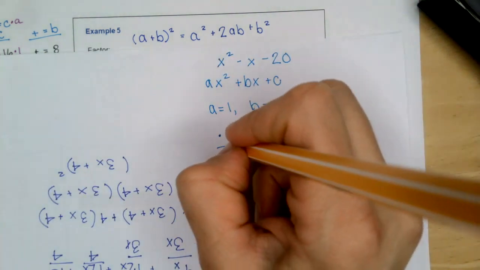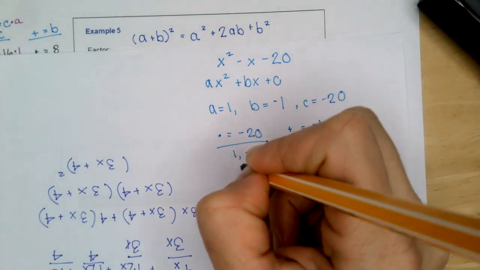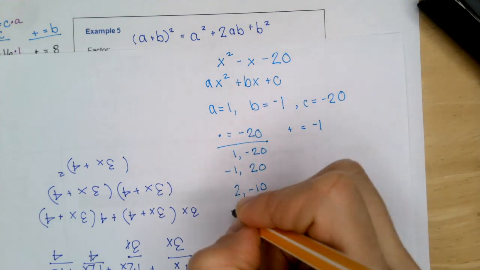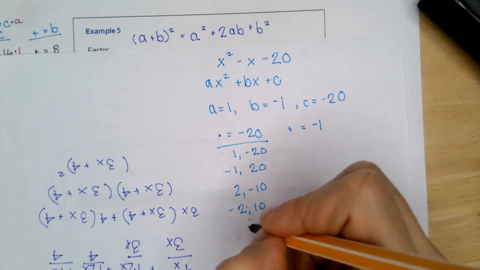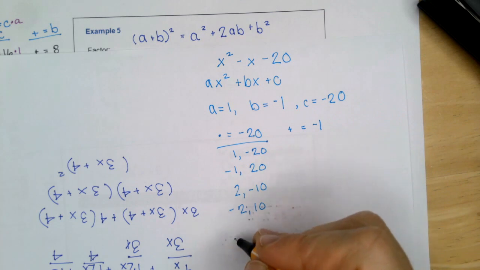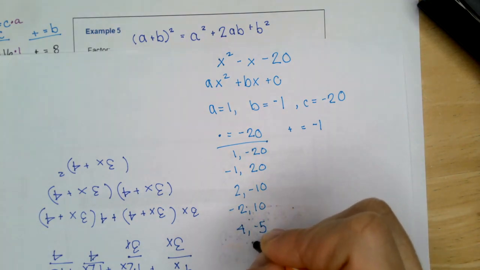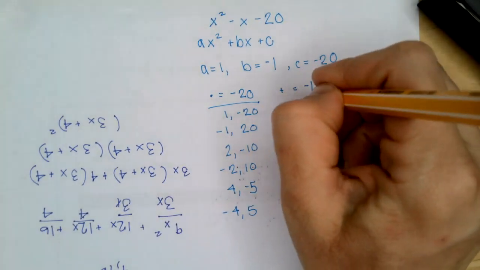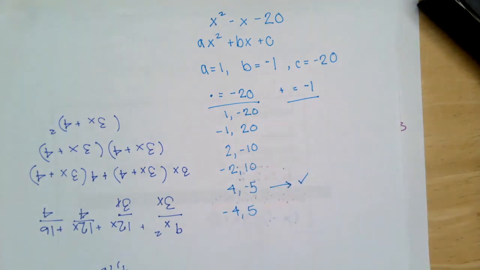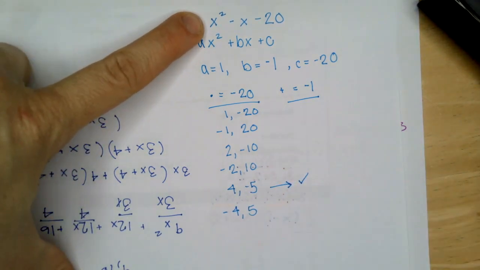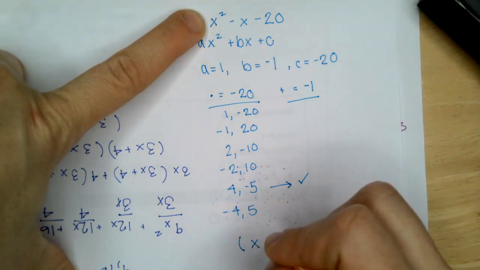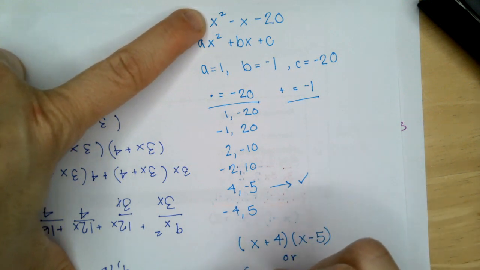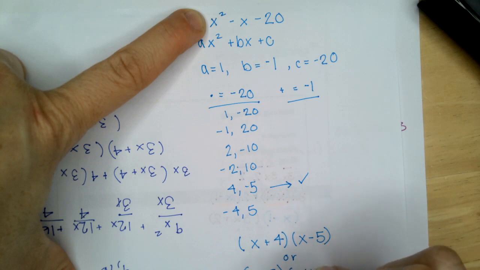Now you're just going to make a list of the factors of negative 20. 1 and -20, -1 and 20, 2 and -10, -2 and 10. You can't divide 20 by 3, you can divide it by 4, 4 and -5, -4 and 5, right? Which of those add up to -1? It's going to be this one, right? And because it was a 1x squared, we can just go straight to our answer, x plus 4 times x minus 5, or x minus 5 times x plus 4.